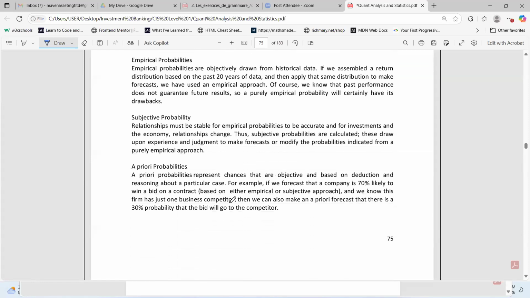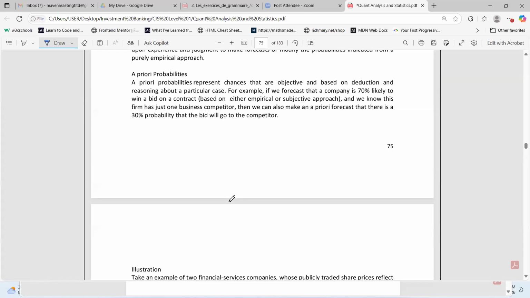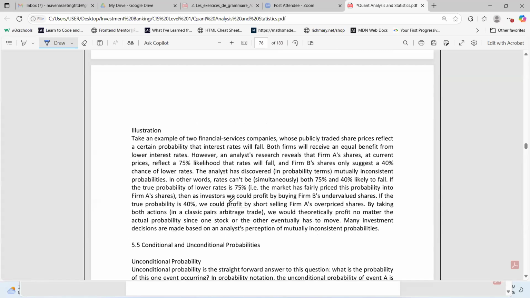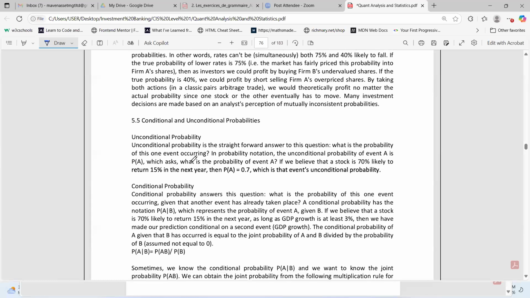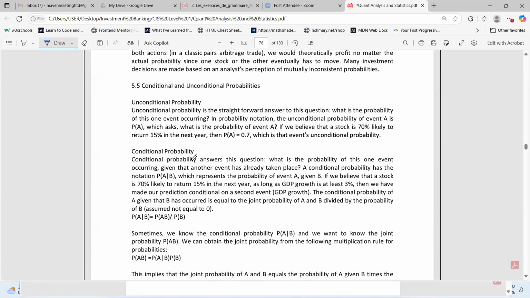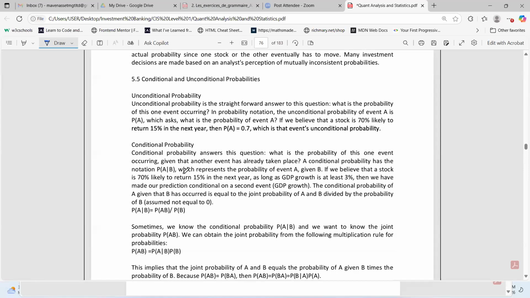I just want to move on to portions where we have conditional probability, conditional and unconditional. All of this still builds on what you have spoken about thus far. Unconditional probability is a straightforward answer to this question: what's the probability of one event occurring? This is what we have looked at.